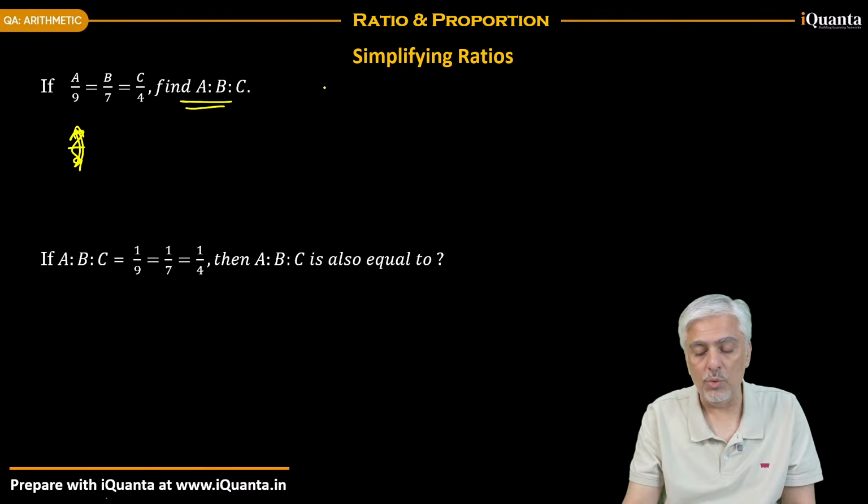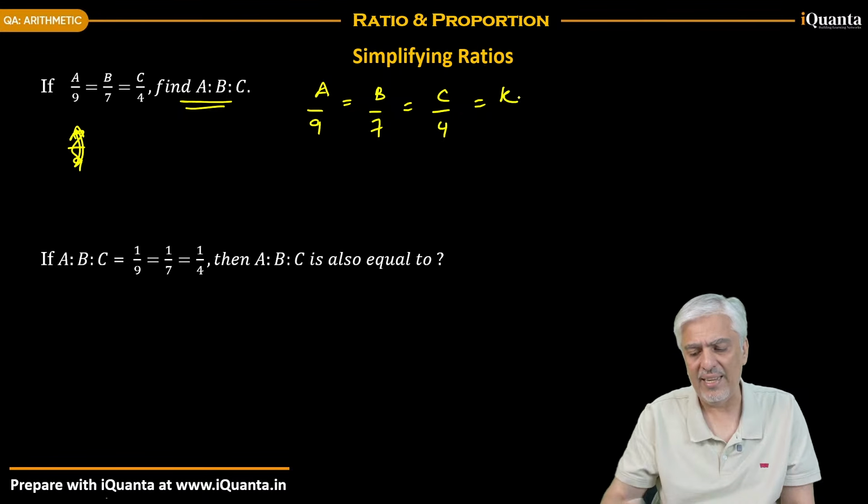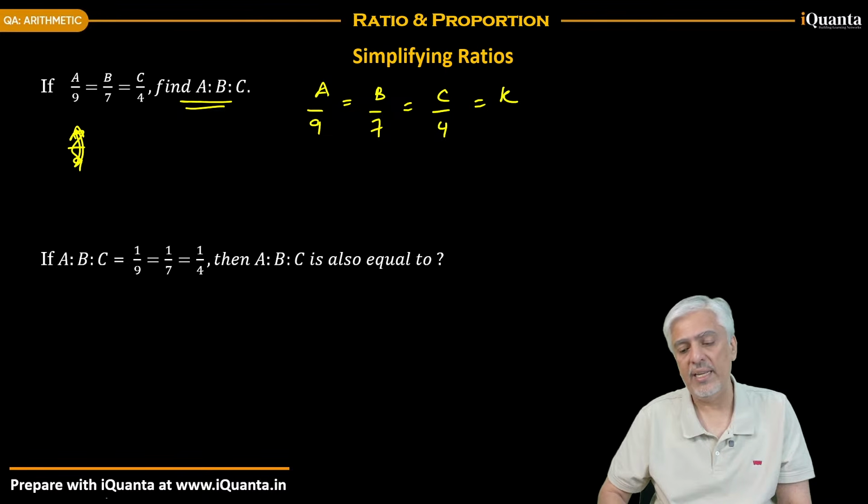So what I can do in this is a very simple approach. A upon 9 is b upon 7 is c upon 4. Take this equal to something, maybe like a k. Take them all equal to k. They are all equal to each other. So take equal to k.